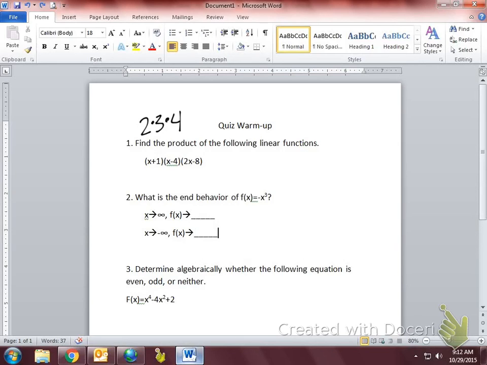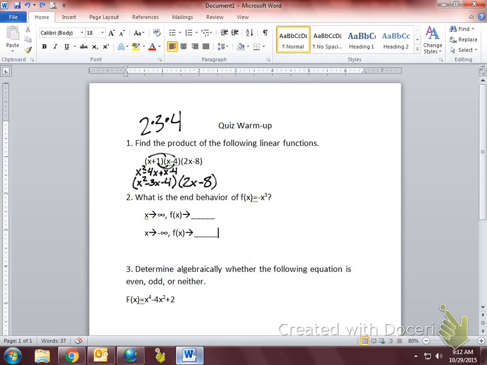So, how would I multiply these two things? FOIL or box, whichever way you want. So that's going to give me x squared minus 4x plus x minus 4. I'm going to combine my like terms. So there's the product of the first two. But now I need to do FOIL to the next degree, or box, with this.